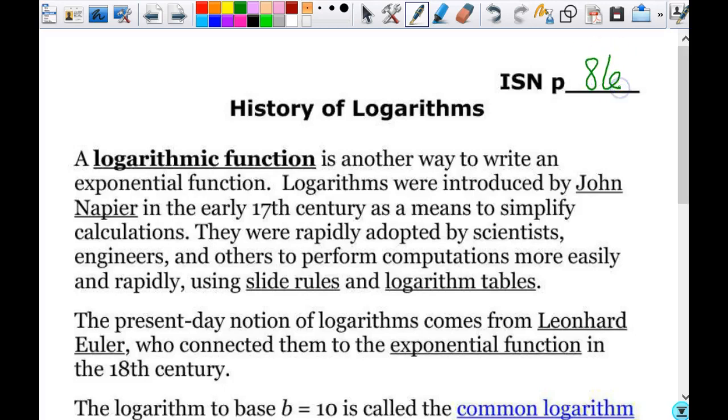All right, so the history of logs. You did logs to review. I don't know that you always know why you do them or what they are, but just quickly, a log function is another way to write an exponential function. We should know that much, right?